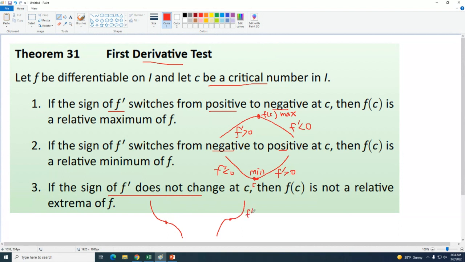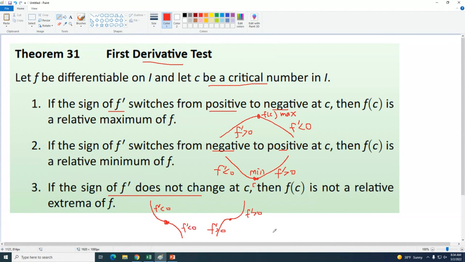So this is when the derivative is positive before c and positive after c. This is when the derivative is negative before c. That's the point c. And then negative after c.